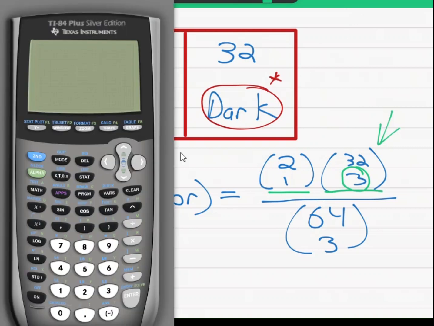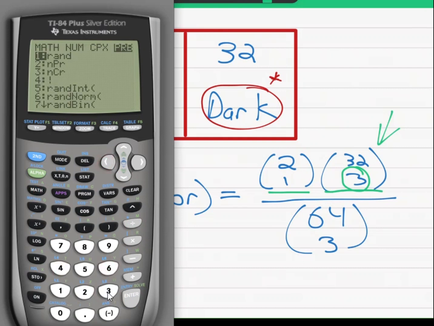I'll pull up the graphing calculator just to get you some more familiarity with how these work. So I'm going to take 2 choose 1, which is just 2, times 32. Then I'm going to press math, go to the probability menu, and NCR is the third option. So 32 choose 3 divided by, and then 64.